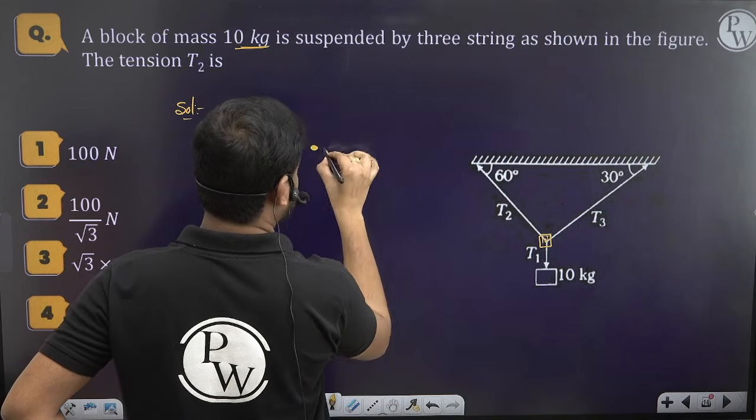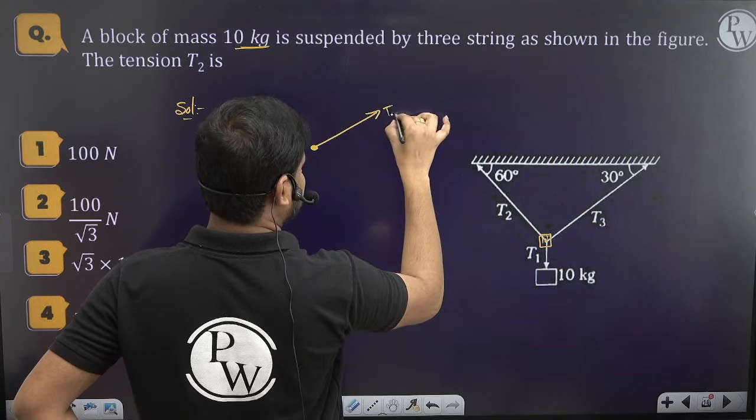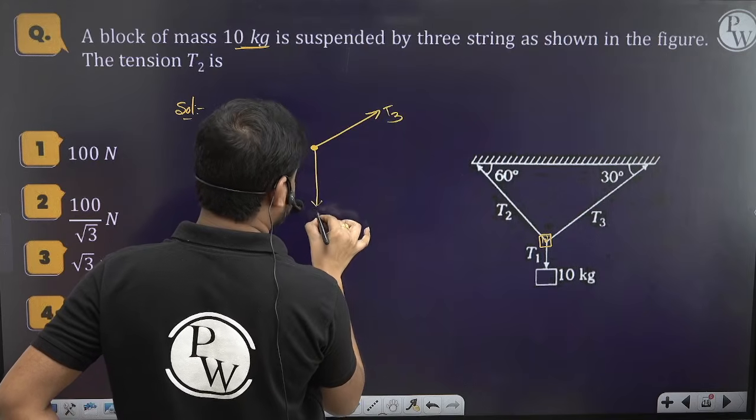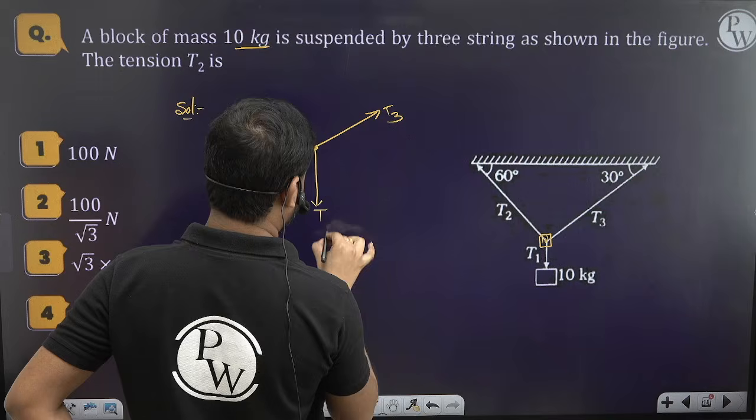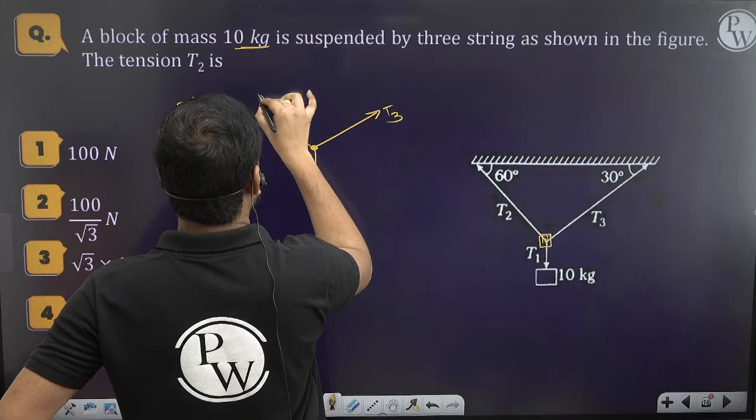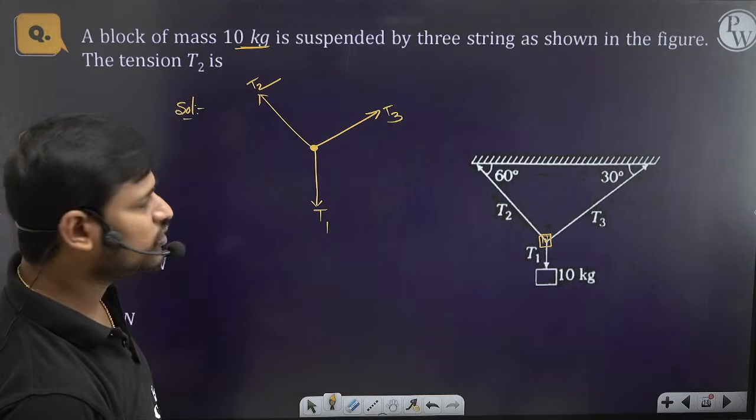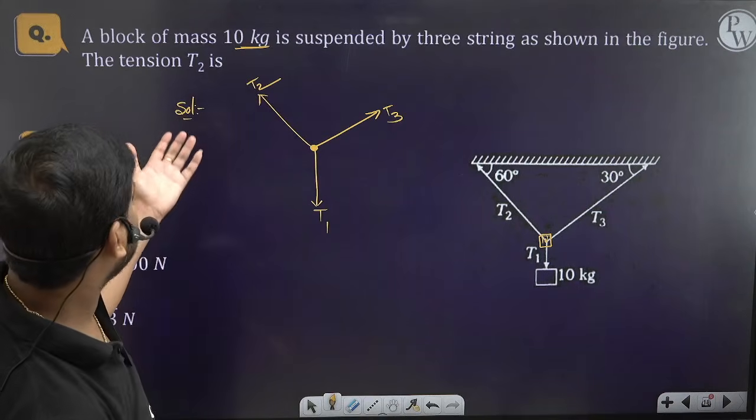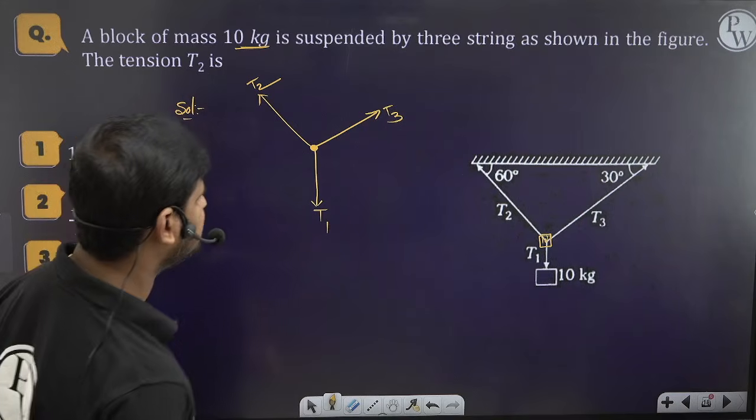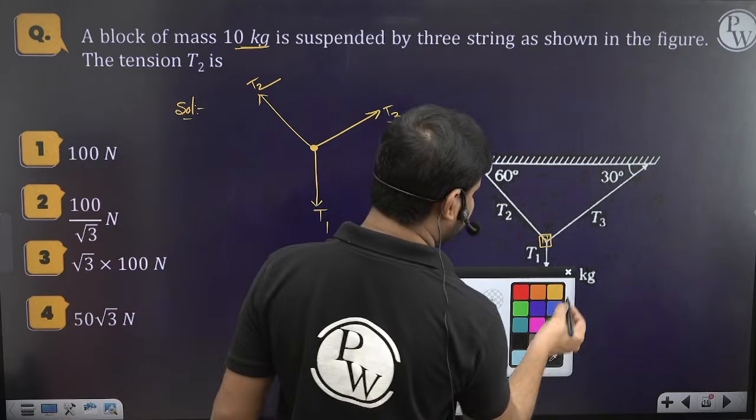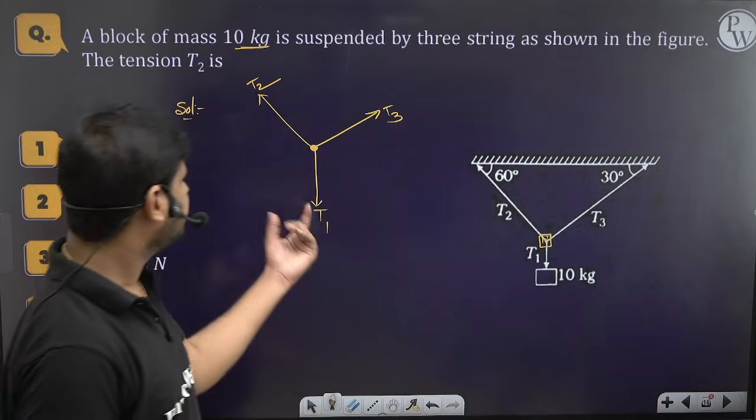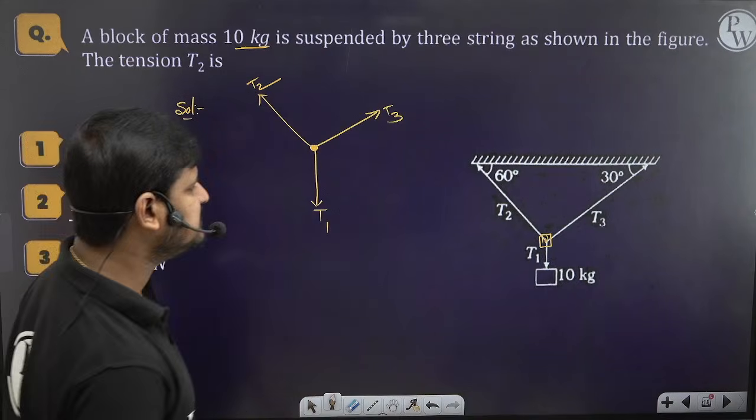We can say that this side is string tension T3, this side is tension T1, and this side is tension T2, and this is a 10 kg block. Now you have to find what is T2. So the simple logic, you can find T2 very easily, yes or no?